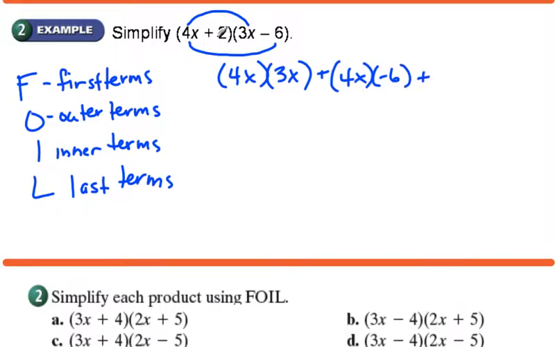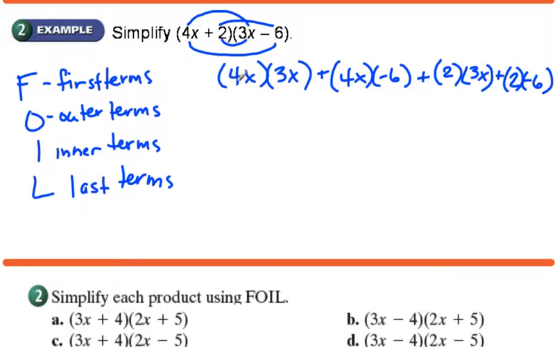Then we need to do the inside terms. These two are the inside. 2 times 3x. And then the last terms would be the last terms in those groupings. 2 times negative 6. And here we go. All right, now you're going to get to a point where you are doing some of this mentally and you're not having to write everything down. But at this stage, I want you to write everything down, and I'm going to write it all down so that you can follow along where things are coming from.